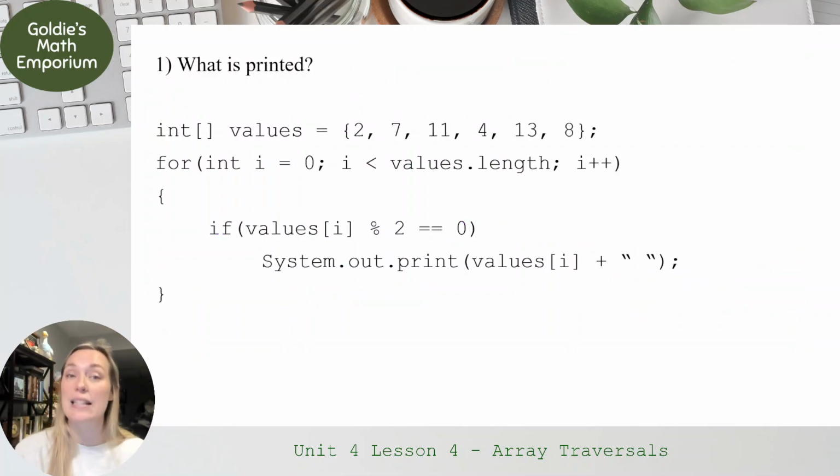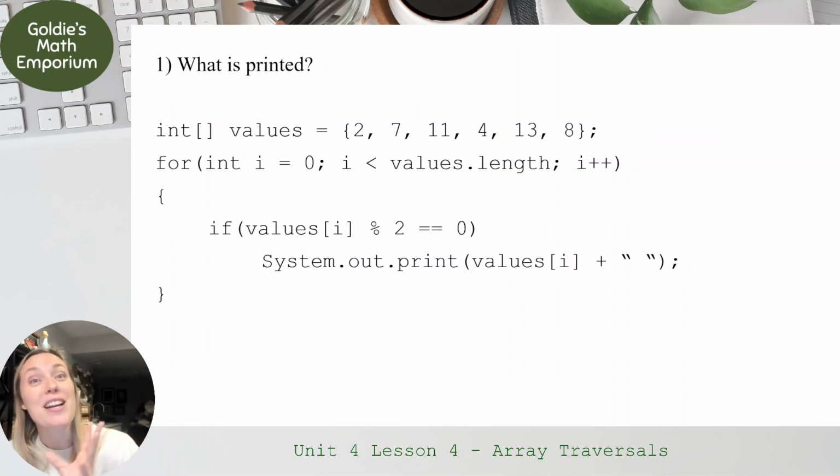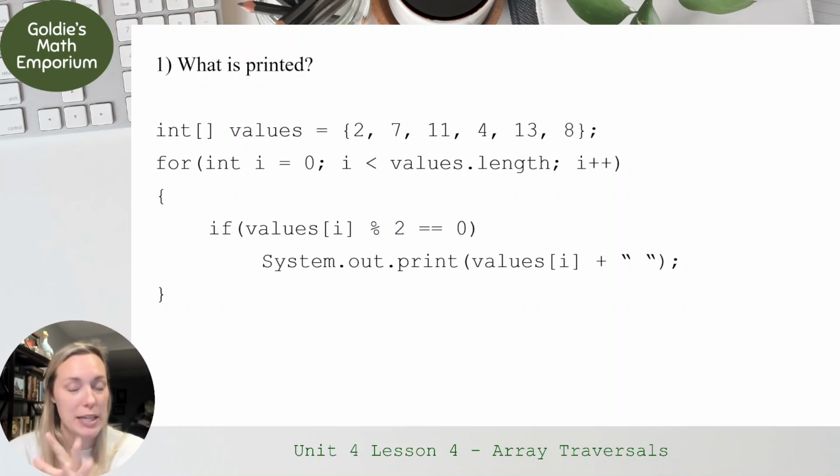I have 6 examples we're going to go through. You're going to want to be able to both trace arrays to figure out what's happening in these array traversals, but you're also going to be able to start writing code involving array traversals. So we're going to go through 6 examples here to help us do that.